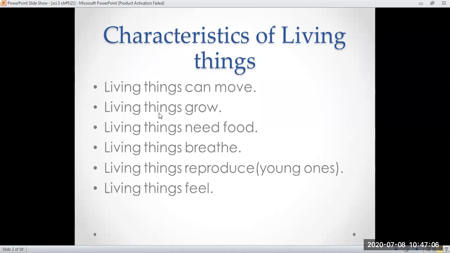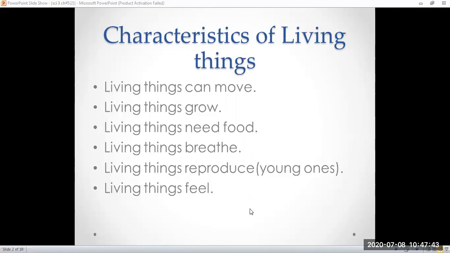The second quality is that all living things can grow. All the living things grow. Then the next is all living things need food. Living things breathe. Living things reproduce. Reproduce means have young ones. Living things feel. These are the main characteristics discussed in this chapter, and today we are only going to discuss the first three qualities in detail: living things can move, living things grow, and living things need food.